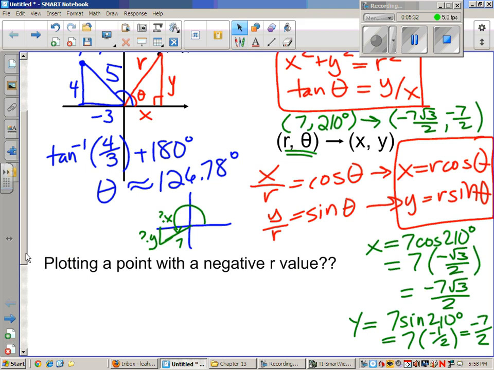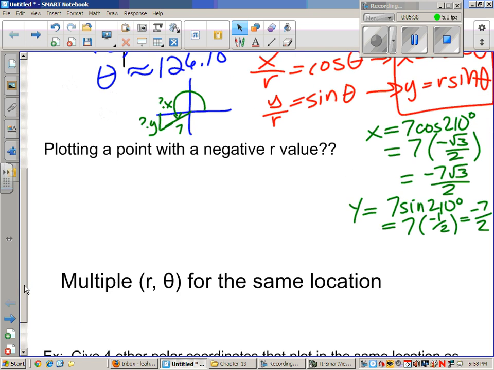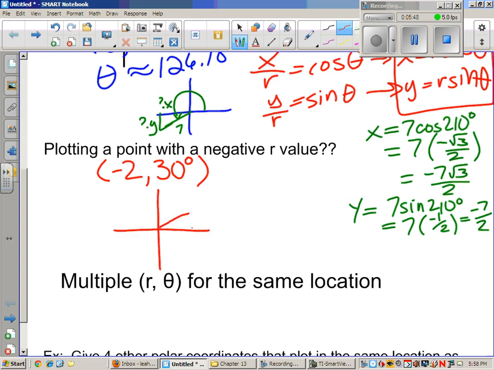All right, what about a negative r value? It doesn't seem like you could have one. So how would you plot a point with a negative r value? If I had negative 2 comma 30 degrees, I would measure out my angle to be about 30 degrees like that. 2 comma 30 would be here, a distance of 2 out. But if I want negative 2 as a radius, instead of going along that line in the positive direction, I'm going to come backwards, exactly 180 degrees behind it, and go out to here. This would be negative 2 comma 30 degrees.